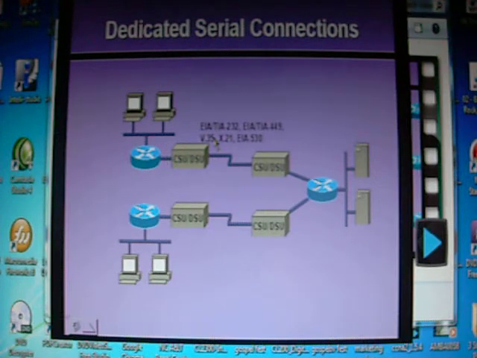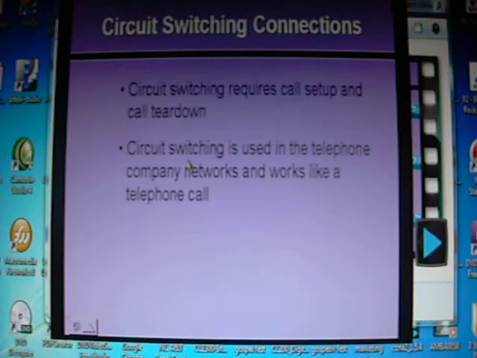In dedicated serial connections, we're going to use CSU/DSUs, channel service units and data service units. These are going to convert the signaling from one side, and also provide clocking for the routers, to the signaling that the switches use in the telephone switching, because they use a different type of signaling, and then convert it back to the signaling that our routers will use. So our dedicated serial connections will look something like this.